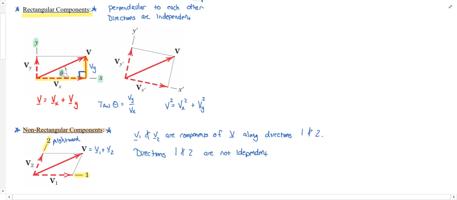Now, if you think about the other trigonometric rules that you would have in here, you can look at the cosine of theta. The cosine of theta is equal to the adjacent side, I'll use Vx, divided by the hypotenuse, which in this case is V. And you can see that V times the cosine of theta is equal to Vx. The sine of theta for this triangle is the opposite, Vy, divided by the hypotenuse, V, so that V times the sine of theta is equal to Vy.